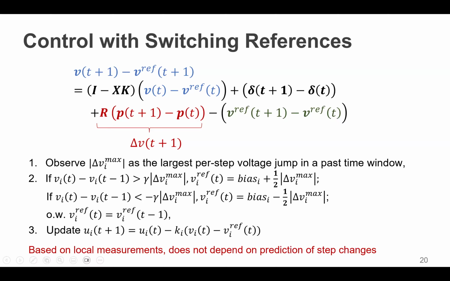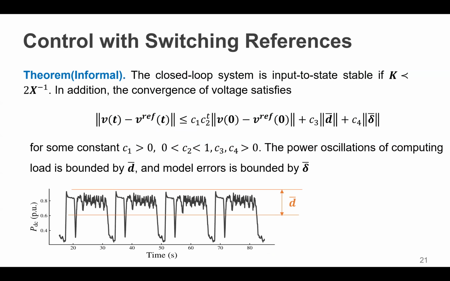Now, because of this design, the whole design is just based on local measurement. Because we can first detect the step changes of the voltage deviation and then do the shifting of the voltage reference, that does not depend on whether we can exactly predict when the step changes will happen. So the flow design is just based on the measurements. Even though we can have different periods of the step voltage changes and step power changes, the proposed controller can still adapt well to this practice.